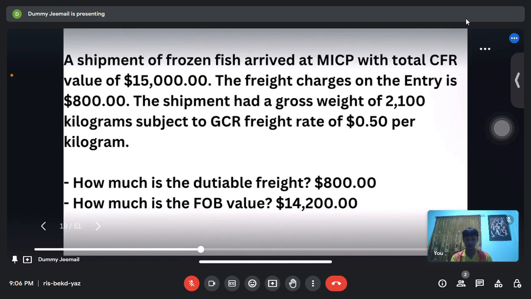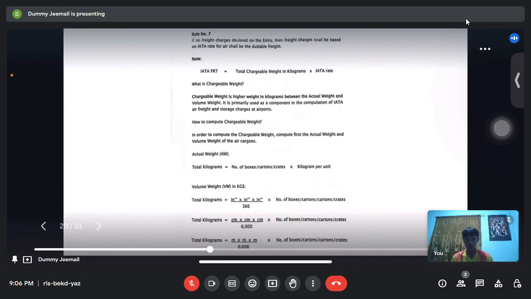Di ba sakto? Next, we have rule number 7. So mao ni siya murag taas-taas gid ang rule number 7. So if no freight charges declared on the entry, then freight charges shall be based on IATA rate.